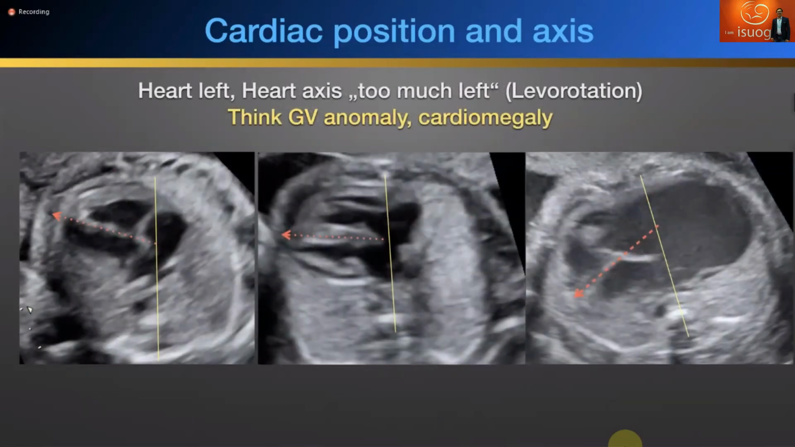And rarely, what we don't discuss a lot, is when the heart axis is pointing more to the left, what is called levorotation. It's too much left because it's anyway on the left side, but a little bit more. So in these cases, you might have some severe anomalies. Often you may have conotruncal anomalies like tetralogy of Fallot or common arterial trunk, but it can also be associated with a right-sided aortic arch. So this is why the heart is to the left, but it's more tricky to diagnose these conditions.